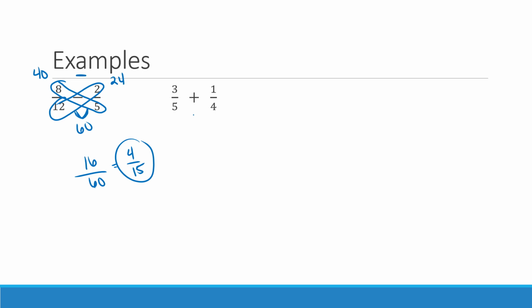Let's take a look at that again. 3 times 4 gives me 12. 5 times 1 gives me 5. Multiply the bottom to get the body of my butterfly here, which is going to be 5 times 4 is 20. I'm adding this time. 12 plus 5 gives me 17. I'm going to keep that 20 as my denominator. So 17 over 20 is my simplified answer.